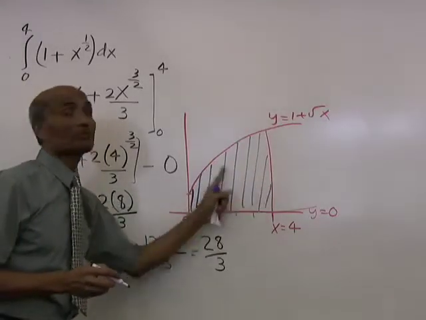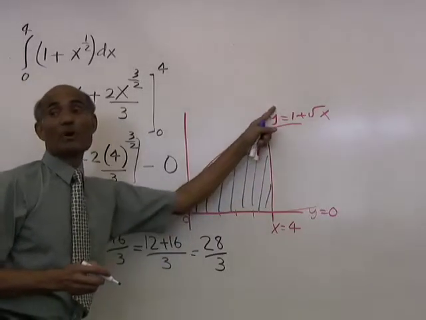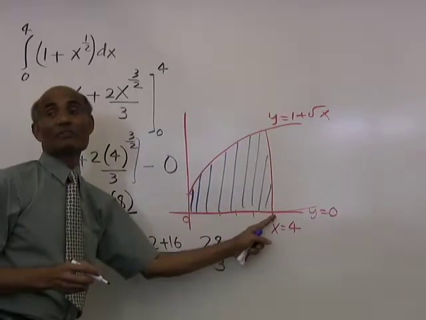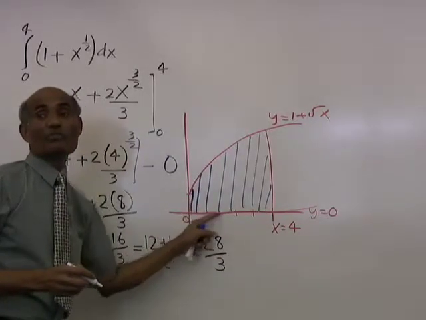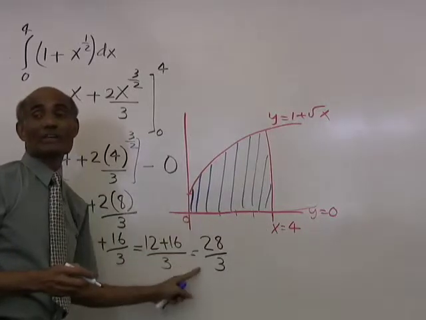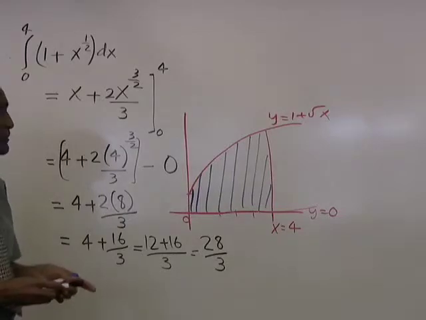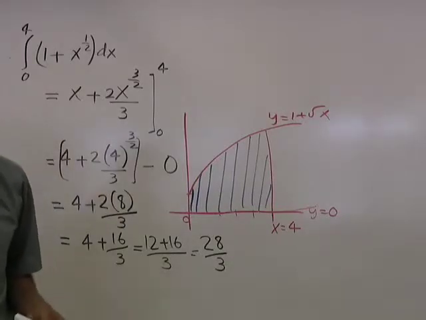The area enclosed by y equal to 1 plus square root x, x equal to 0, and x equal to 4 with y equal to 0 is 28 over 3 square units. Okay.